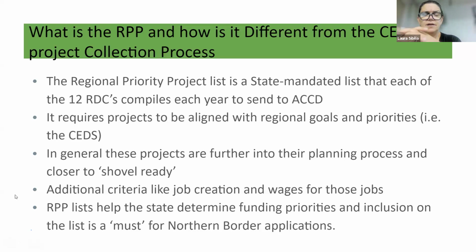The state has identified this process so that it has a list of high priority projects. This is limited. I believe it's 10 projects plus one project that is of state significance, or that is a state level project, for each region. And that list helps inform the state of Vermont's prioritization of projects for the Northern Borders Regional Grants. So you can have your project be included in the CEDS and submit for consideration for selection for RPP. And again, that's a higher bar for the RPP.